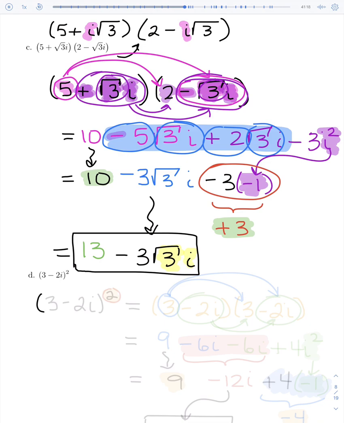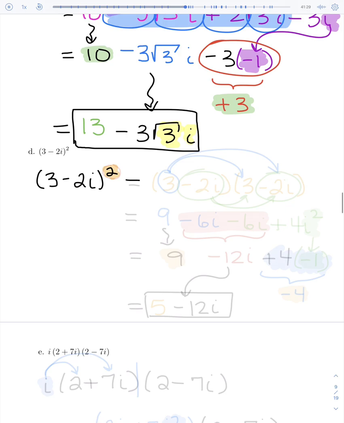Now let's take a look at D. In D, we've got 3 minus 2i squared. Well, the question is, what does it mean for something to be squared? Remember, squared means that there's 2 of something, which means we've got identical twins. So I'm going to have a 3 minus 2i, twins, so times another 3 minus 2i. Nothing changes, identical copies, twins. It's always what I think of when I see that little squared.